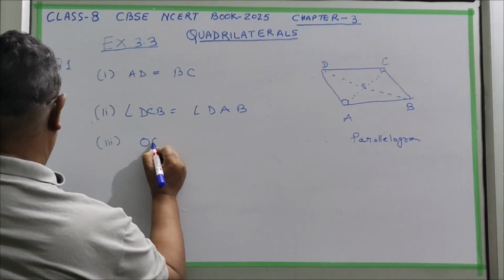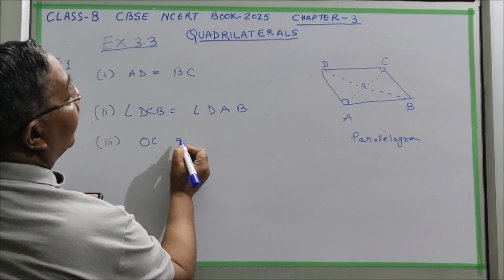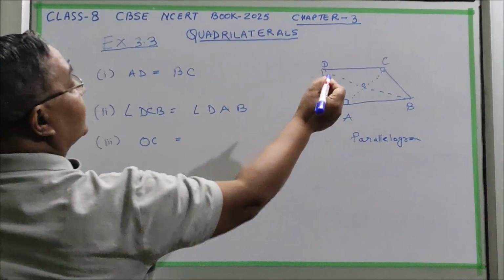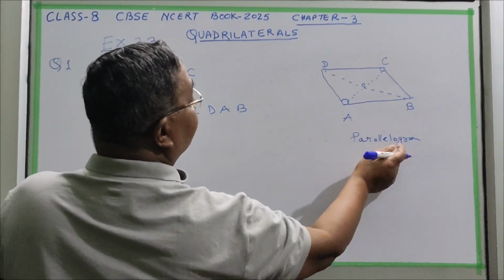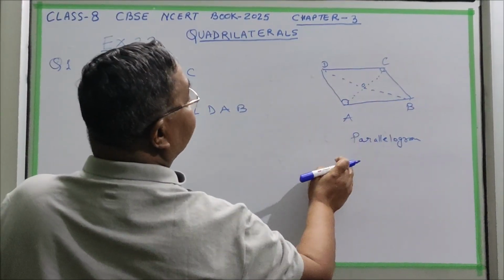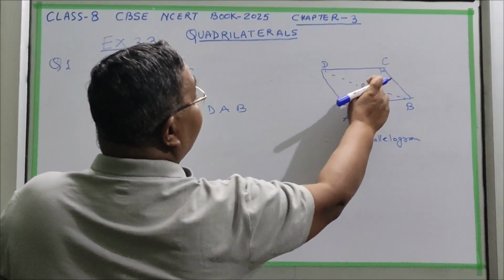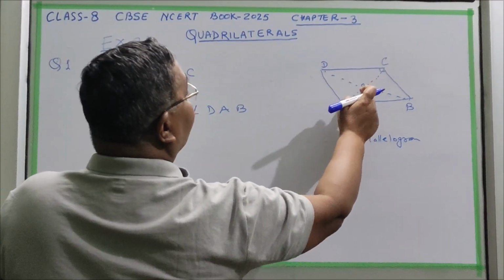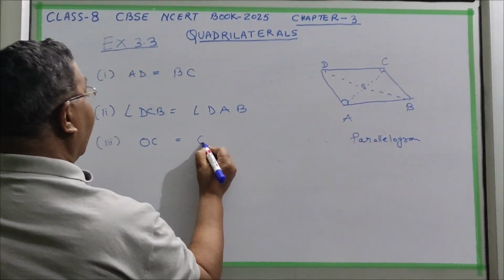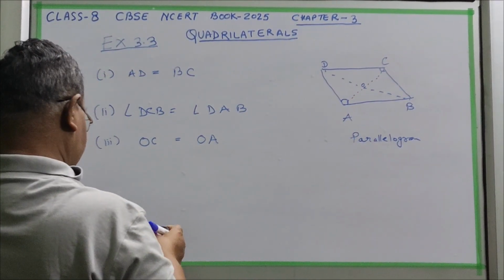Then third, OC. OC is equal to AO because the diagonals bisect each other. In a parallelogram, diagonals bisect each other. That is another property. Bisect means two halves. So OC is equal to OA, the diagonal halves.